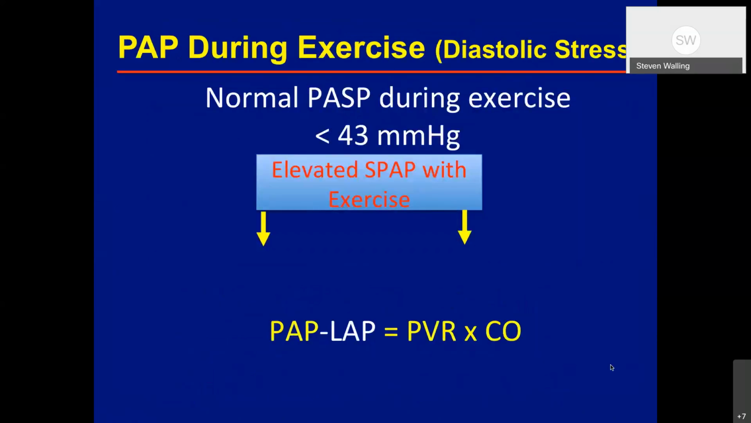All right, so nowadays we need to pay attention to exercise. We all know there's a disease entity we call exercise pulmonary hypertension, which means at baseline, the patient has normal PA pressure, but with exercise, there's a significant increase of the PA pressure. During exercise, we know the PA pressure minus LA pressure equals PVR times cardiac output. So the PA pressure always slightly goes up.